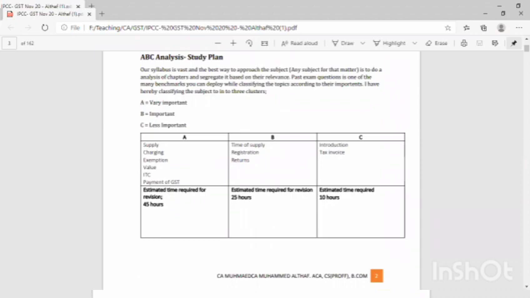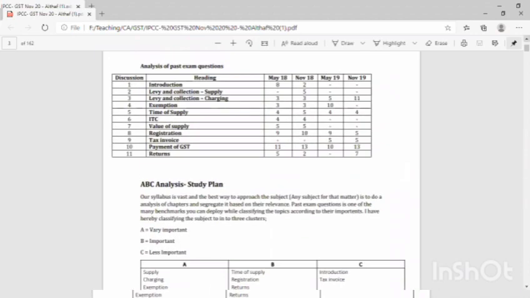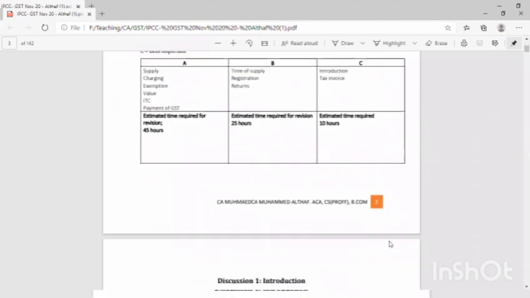So this is for the information of those who do not have my material. I've given exam analysis, and I've also given some analysis on which parts are important: these are very important chapters, this is medium level, and this is very less important.